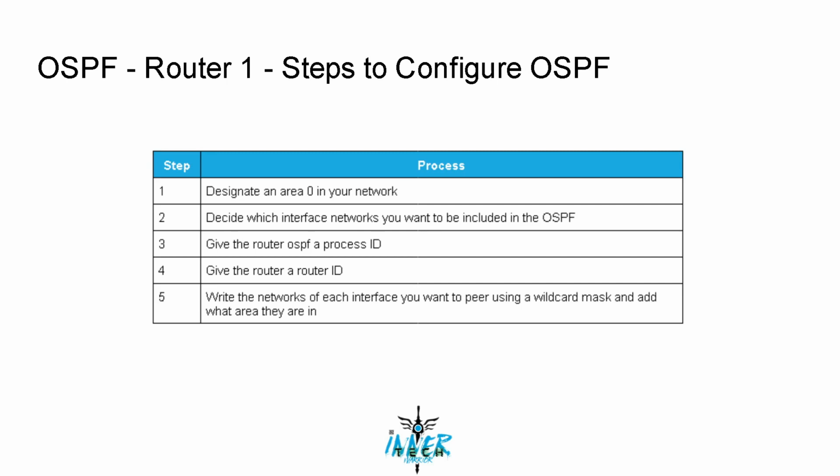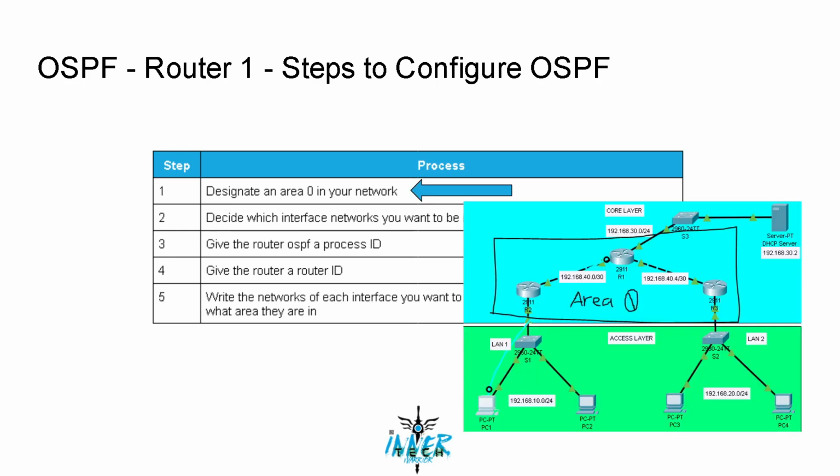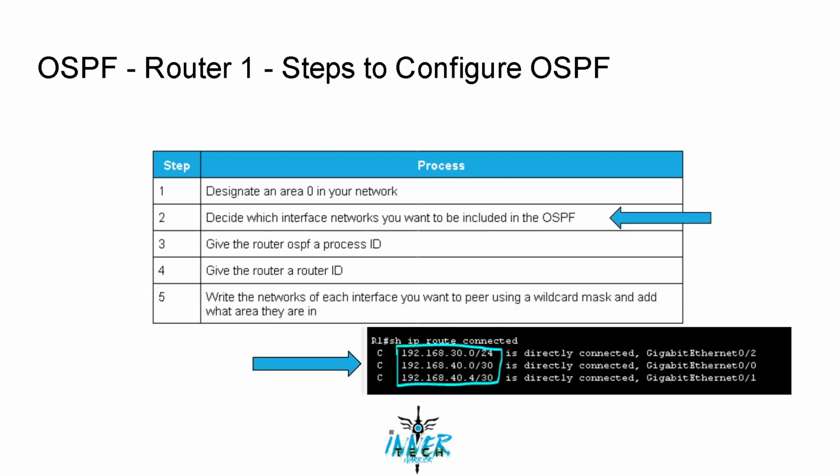Now, remember in a previous module we found a very specific set of steps to configure OSPF. So let's first designate area 0. In this case, management has told us that all these routers are in area 0. Having only one area limits the segmentation and scalability, but since this is a small basic network, that's A-OK. The next step is to decide which interface networks we want to include, which we can see in our show IP route connected command.